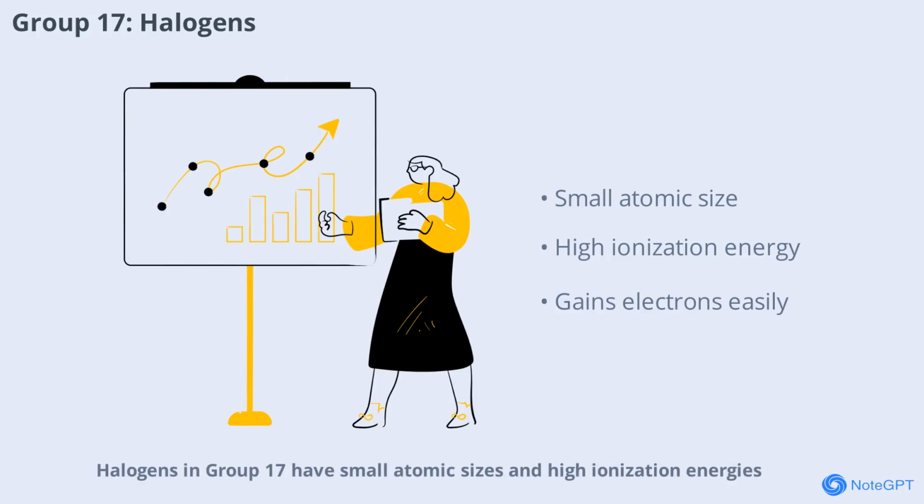Halogens in Group 17 have small atomic sizes and high ionization energies. They are very reactive, but in a different way from alkali metals, they tend to gain electrons rather than lose them. Their high reactivity and unique properties make them essential in many chemical processes.